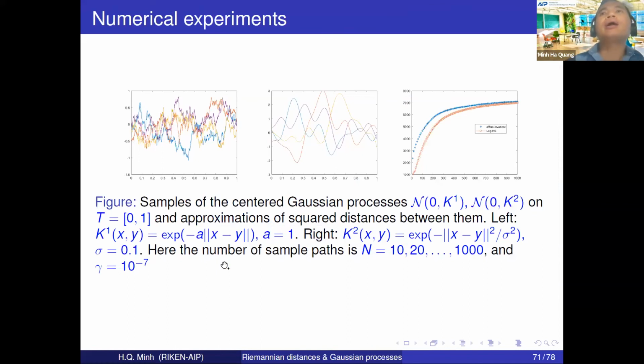Let's see a few examples. On the left-hand side we have two Gaussian processes, where the covariance is exp(-a|x - y|) on the interval from 0 to 1, with a equal to 1. This is a very familiar example of Gaussian processes. On the right-hand side we have the Gaussian kernel, and the paths are very smooth. Here we show the affine-invariant and Hilbert-Schmidt distance. They both converge to some value here.